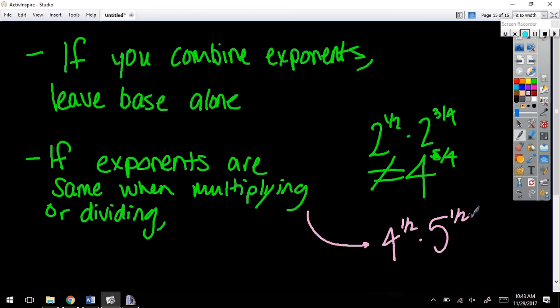If the exponents are the same whenever you're multiplying or dividing, for instance, 4 to the 1/2 times 5 to the 1/2. Notice what's the same here. The exponents. This doesn't work when you're adding or subtracting, only multiplying or dividing. You can combine the bases and leave the exponent the same.